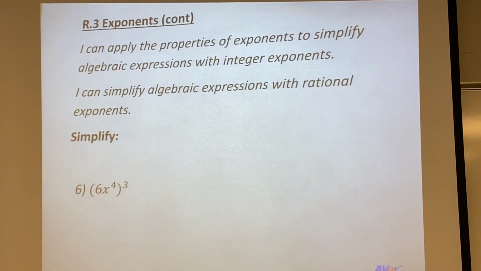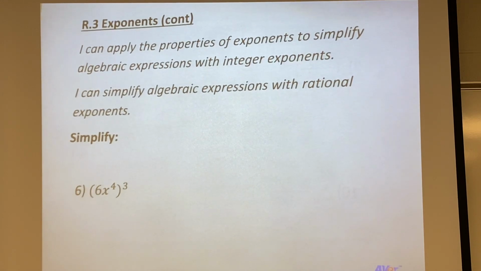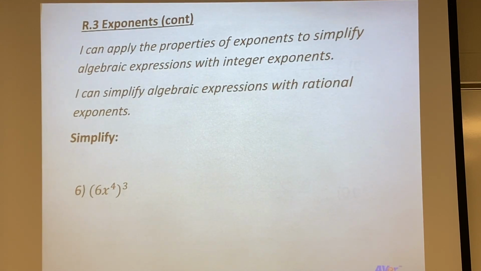The second part of our three exponents. We covered negative exponents, multiplying, which is the product property, and dividing, the quotient property, in the first section of exponents. Now we're going to look at power to a power.